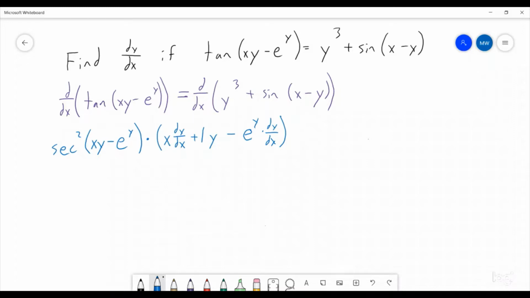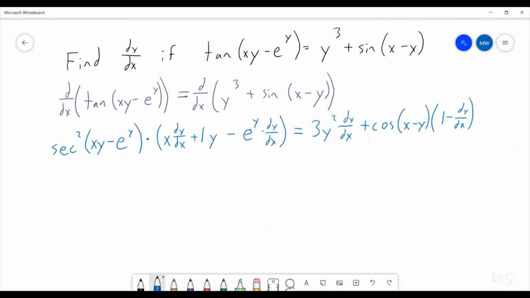So we have that, and now let's take the derivative of the other side. Well, derivative of y cubed, that's 3y squared dy/dx. Derivative of sine is cosine, so we have cosine of x minus y multiplied by the derivative of x minus y, that's a 1 minus dy/dx.